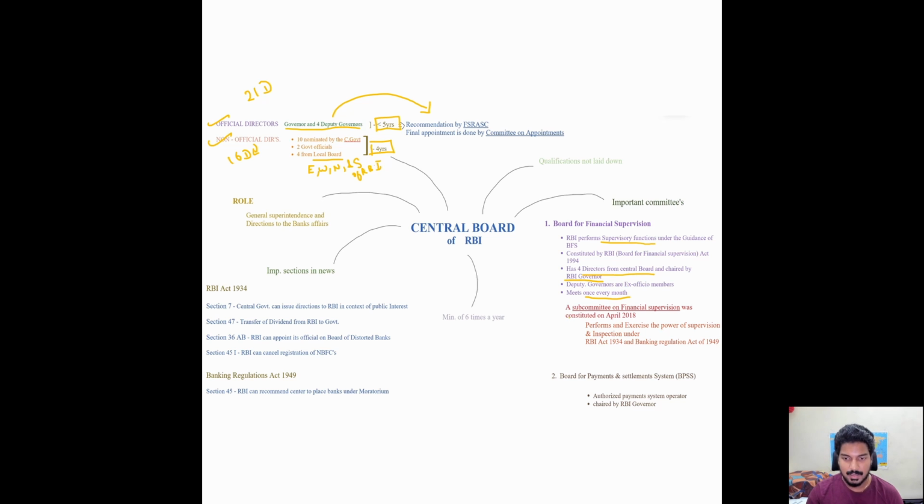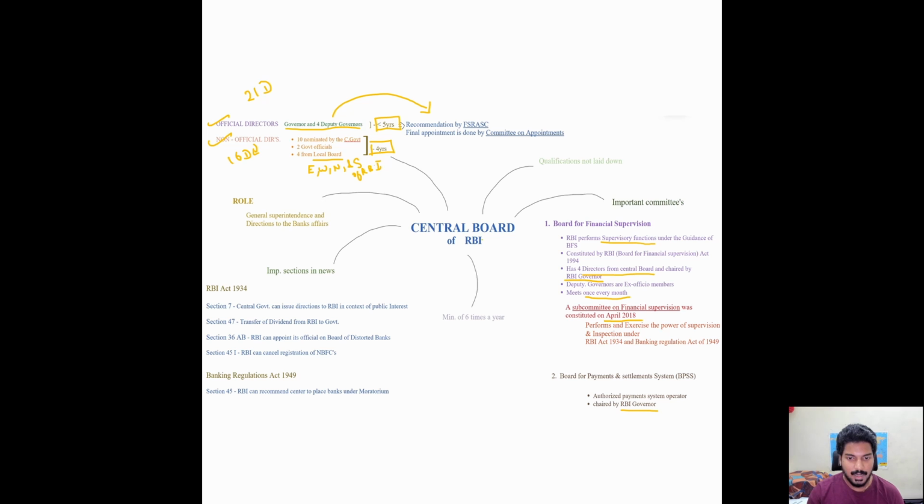Then let us come to the subcommittee. The Subcommittee on Financial Supervision was constituted in April 2018. It exercises the power of supervision and inspection under the RBI Act of 1934 and the Banking Regulation Act of 1949. So this is what the subcommittee does. Then let us look into the second important committee, that is the Board for Payments and Settlement Systems. It authorizes payment system operators. It is also chaired by the RBI Governor. So these are the 2 important committees.